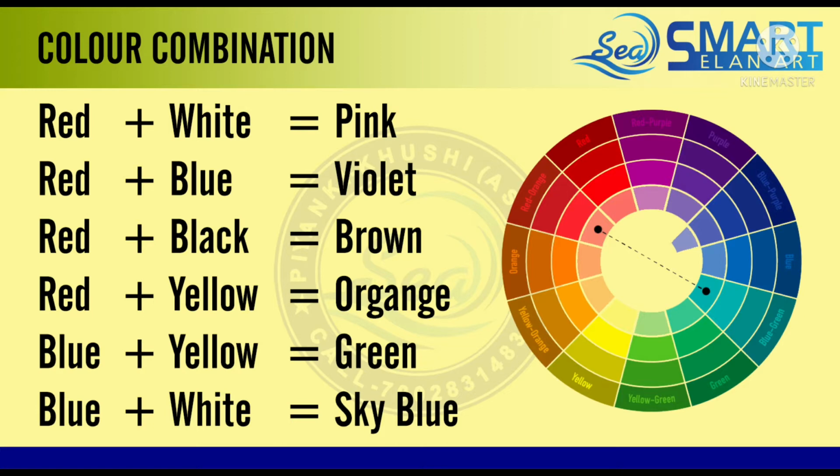Now I'm going to discuss with you all about color combination. If we mix red with white, we will get pink color. If you add red plus blue, you will get violet color. Mix red with black, then we will get brown color.